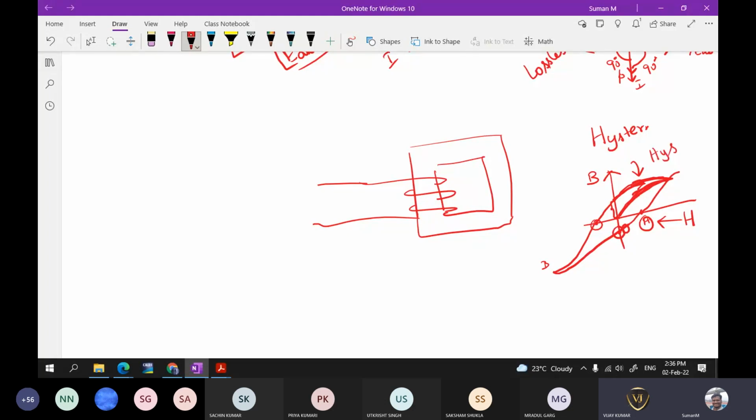In the hysteresis loop, when you are increasing the intensity, the flux density will also increase. But when you bring the intensity to a lesser value, the density will not reduce proportionately with H. Because of that, there is some density even after you remove the intensity of the magnetic field. This particular part is called the retentivity property of the material.